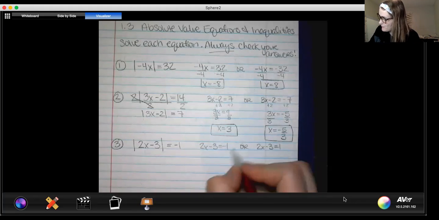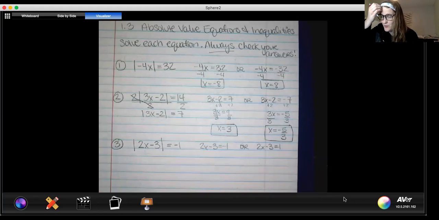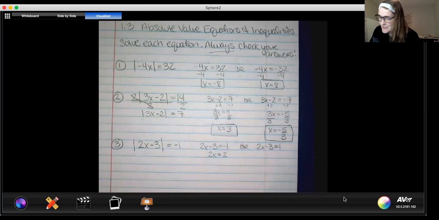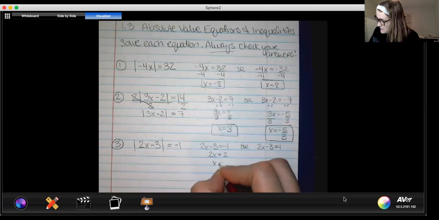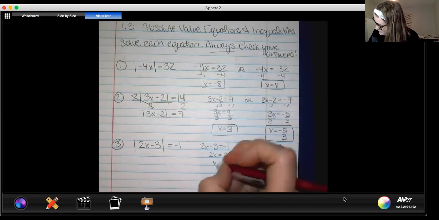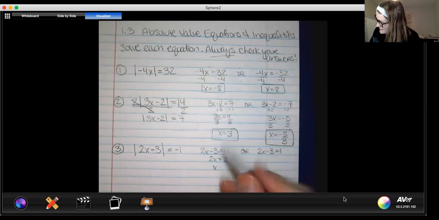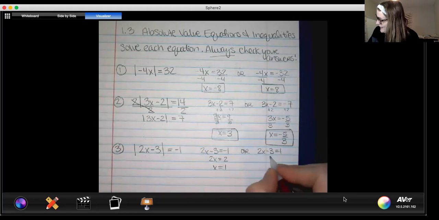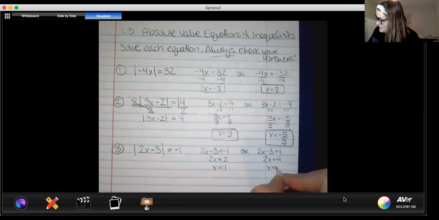I'm going to add 3. Adding 3 to -1 is a value of 2. So I get 2x equals 2. I'm going to divide by 2 on both sides, and I get x equals 1. Okay? And I'm going to add 3. 1 plus 3 is 4. Divide by 2, and x equals 2.